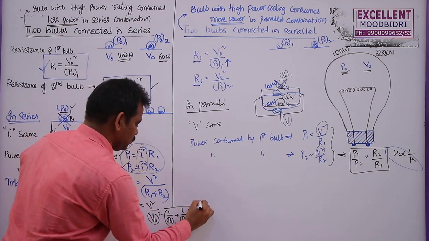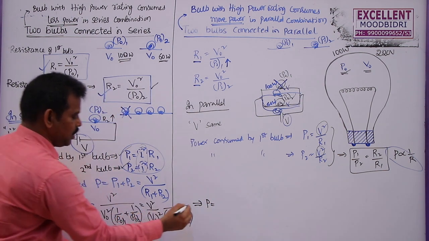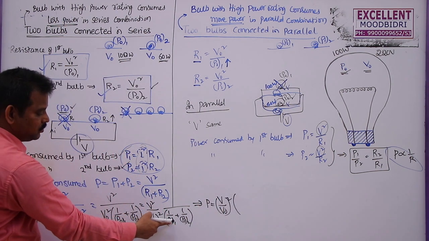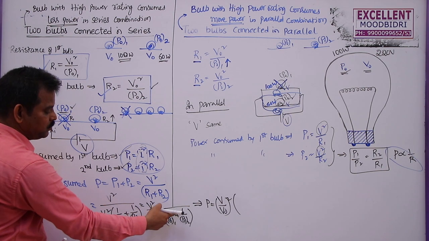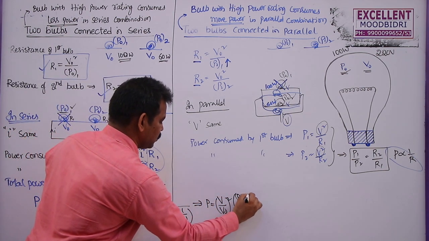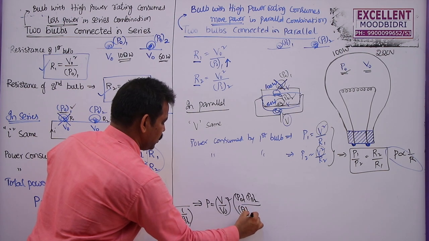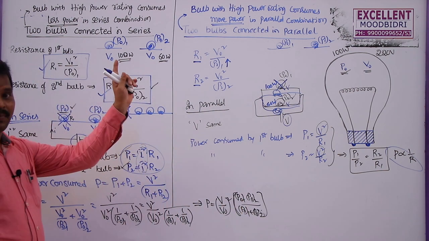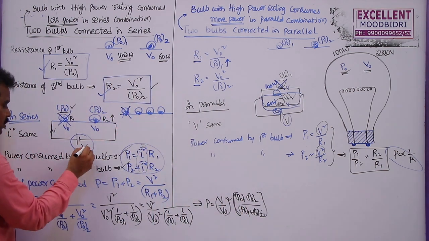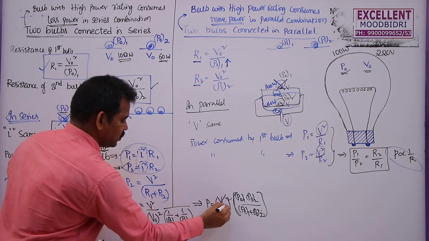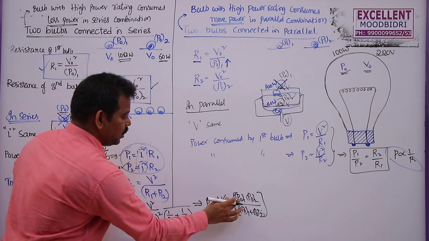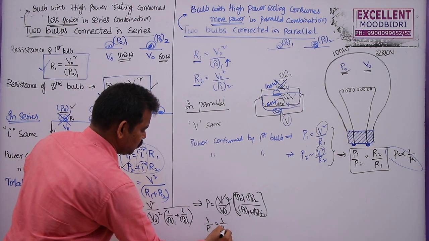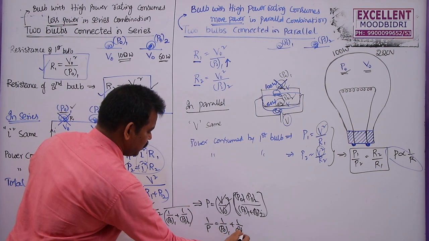So from this we can write the total power is equal to V by V0 whole square into, if you take LCM, P01 P02 by P01 plus P02. Now, if the applied voltage is exactly equal to the rated voltage V0, then these two get cancelled. So you can write this as 1 by P is equal to 1 by P naught 1 plus 1 by P naught 2.